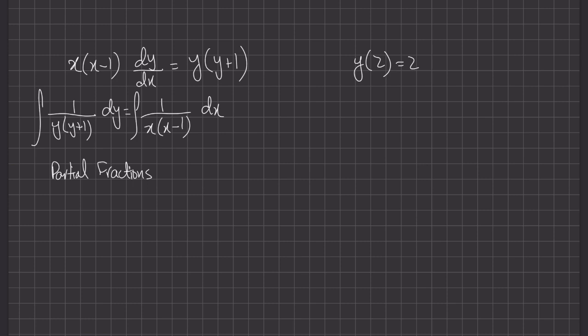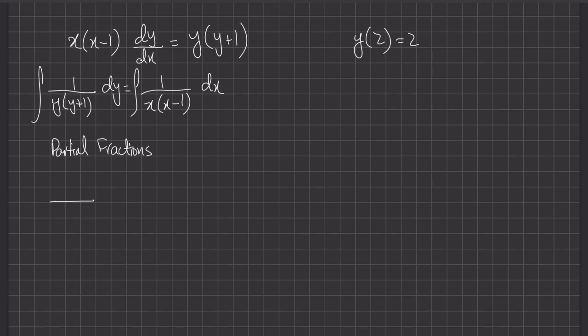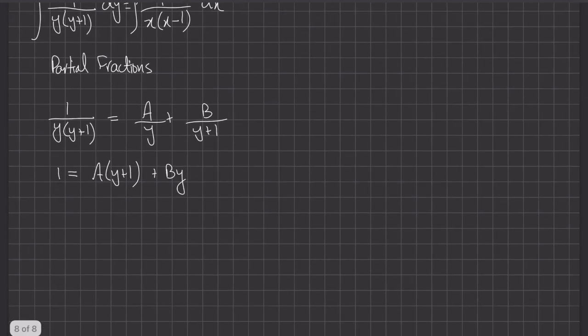To learn more about integrals and how to choose which method to use, make sure to visit our integration practice series. Let's do partial fractions for the left side first. The expression can be rewritten as a over y plus b over y plus 1. Multiply both sides by y times y plus 1. We can solve this by choosing y values that help simplify the expression to find one of the constants. Choosing y as 0 gives a equal to 1, and choosing y as negative 1 gives b equal to negative 1.